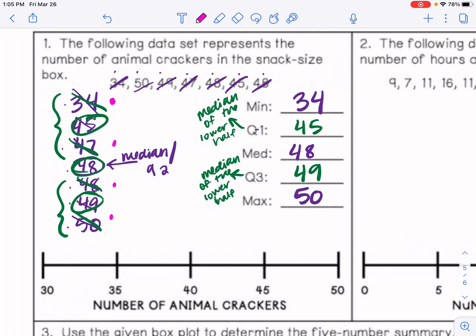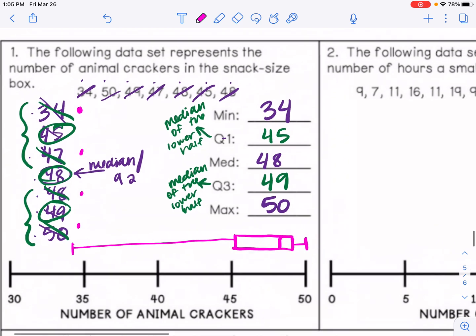The first thing I'm going to do is start at my minimum, which is at 34. It's going to be right in front of 35. My maximum is at 50, so right here. My median is at 48, so it's going to be kind of right in here, a little bit closer to the 50. And my Q3 is at 49. And my Q1 is at 45. So my minimum is pretty far away. My maximum is right here, and then these make my rectangle. There is my box plot.